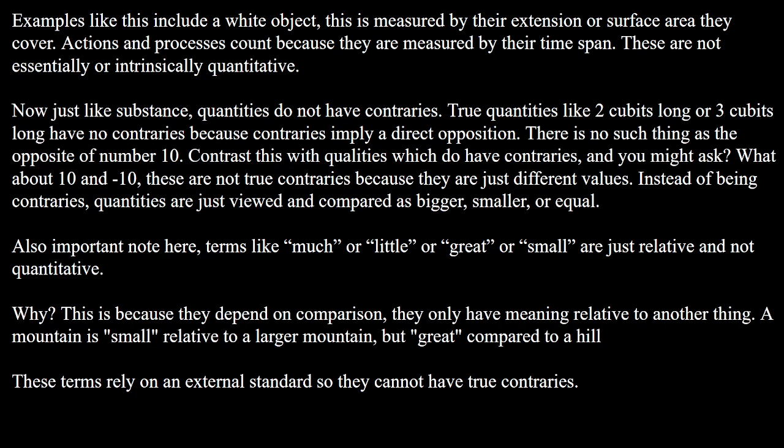Now, just like substance, quantities do not have contraries, right? True quantities like 2 cubits long or 3 cubits long have no contraries because contraries imply a direct opposition. There is no such thing as the opposite of 10. Contrast this with qualities which do have contraries, like for example, black and white. And you might ask, what about 10 and negative 10? Are these contraries? I mean, they're clearly opposite, you might say. But I tell you that these are not true contraries because they're just different values. Instead of being contraries, quantities are just viewed and compared as bigger, smaller, or equal.